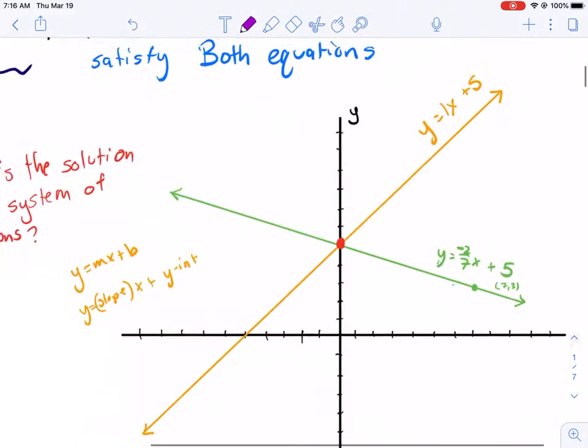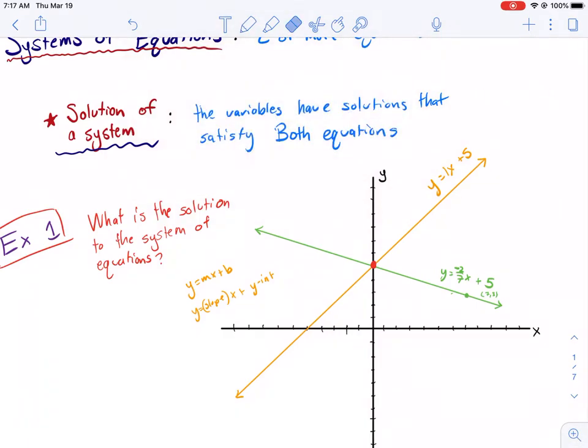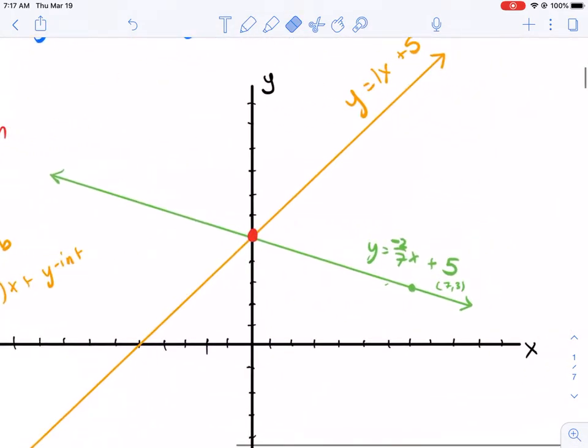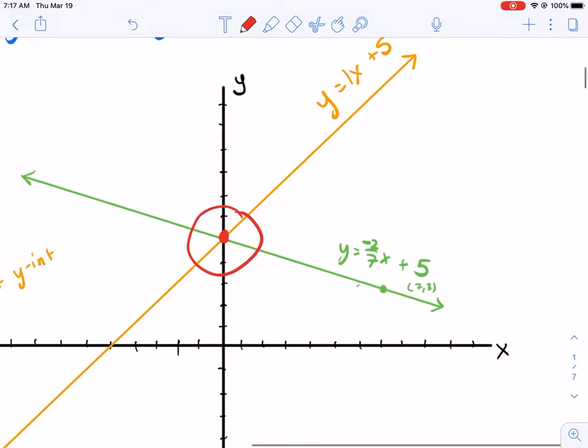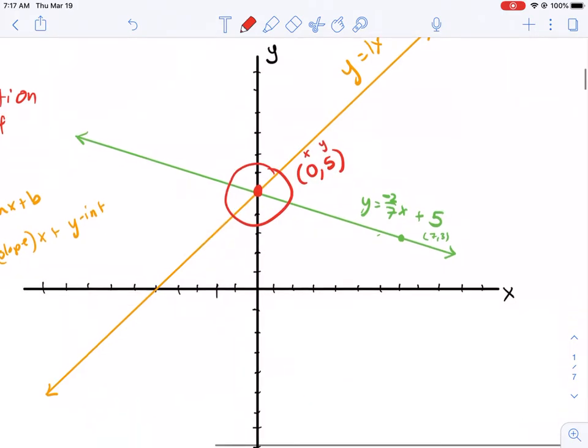Where are the x and y values? Let me erase this just so you don't get confused. Where are the x and y values true for both equations? Well, it's already been kind of labeled for you. It is right here. That point satisfies both equations. And let me show you. This point is labeled as (0, 5). Why does that work? Well, 0 is our x coordinate, 5 is our y coordinate.